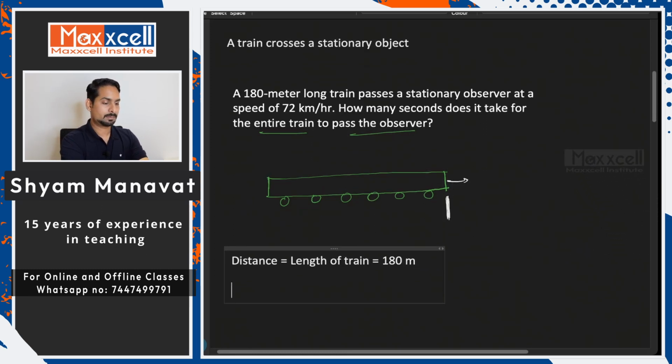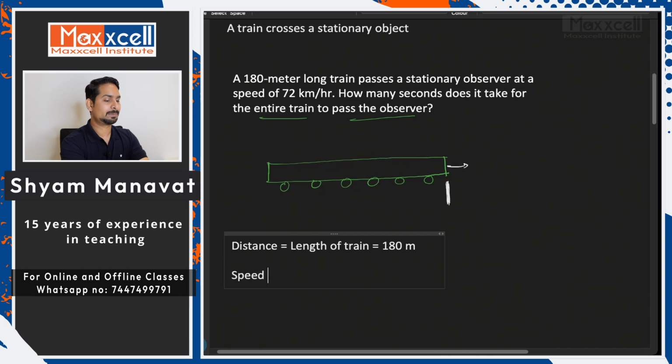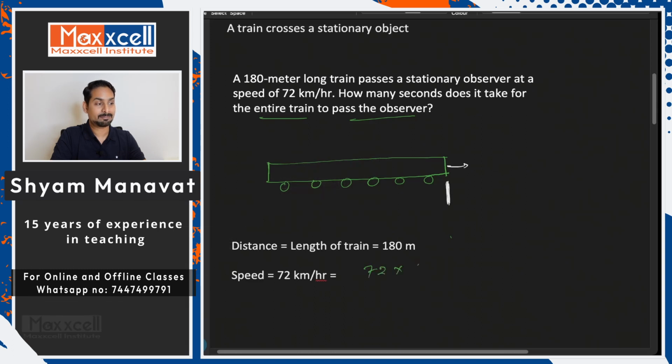Now speed is given as 72 kilometers per hour, right? Now distance is in meters and speed is in kilometers per hour. So what do we need to do? We need to multiply the 72 by 5 by 18. Do you remember that? To convert kilometer per hour into meter per second, we need to multiply by 5 by 18. We have learned this in the first class.